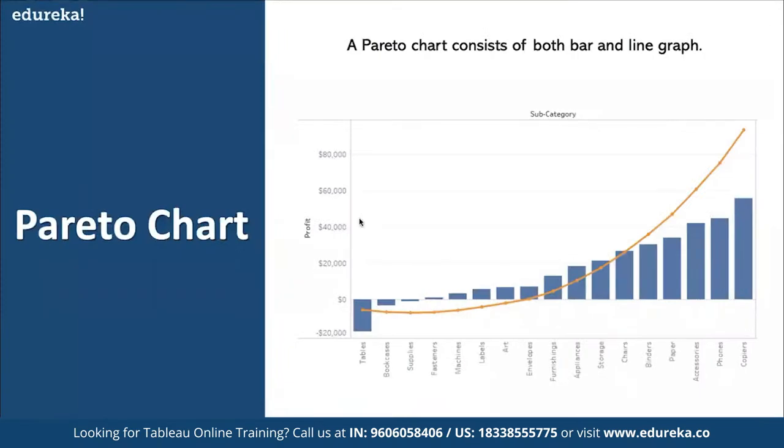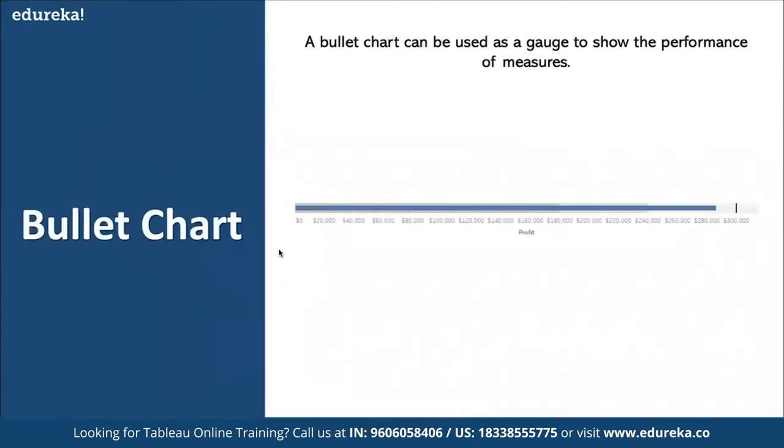Okay, Pareto. Next is a bullet graph. A bullet graph can be used as a gauge to show the performance of measures.